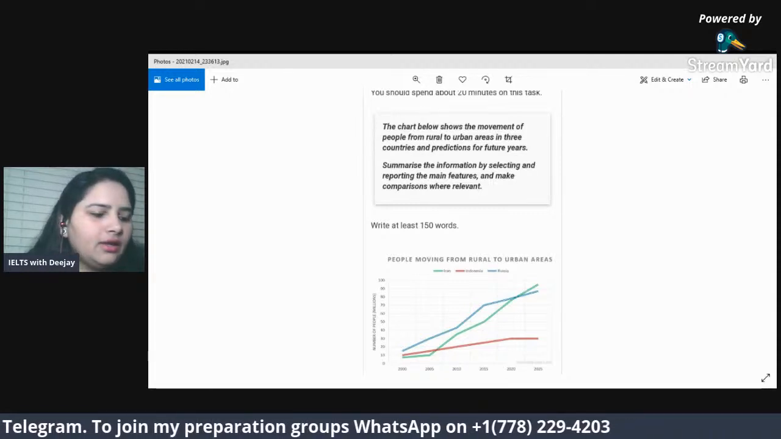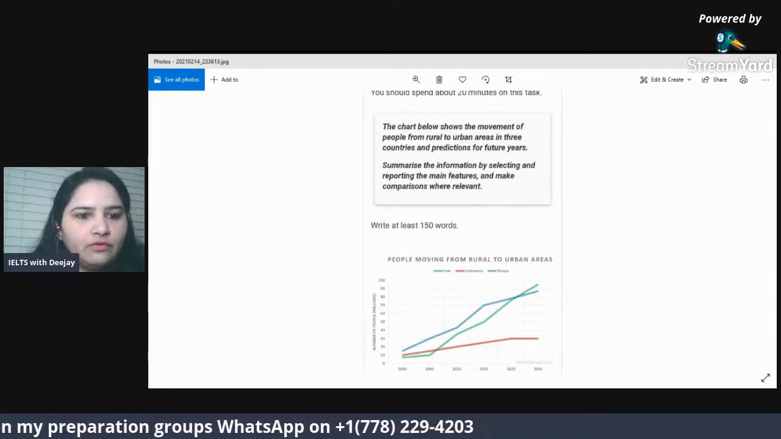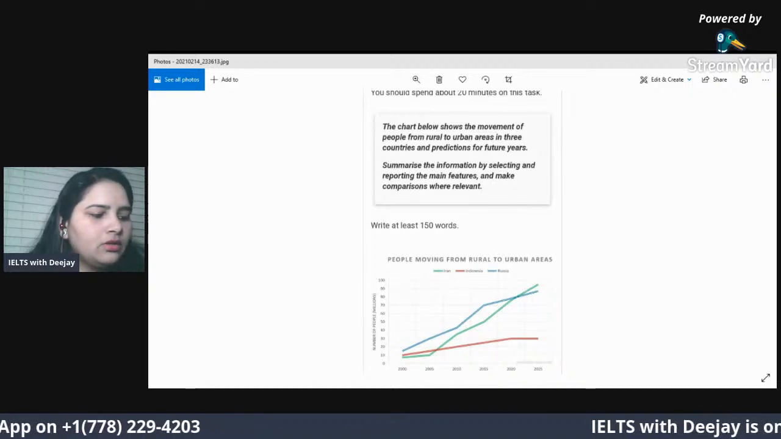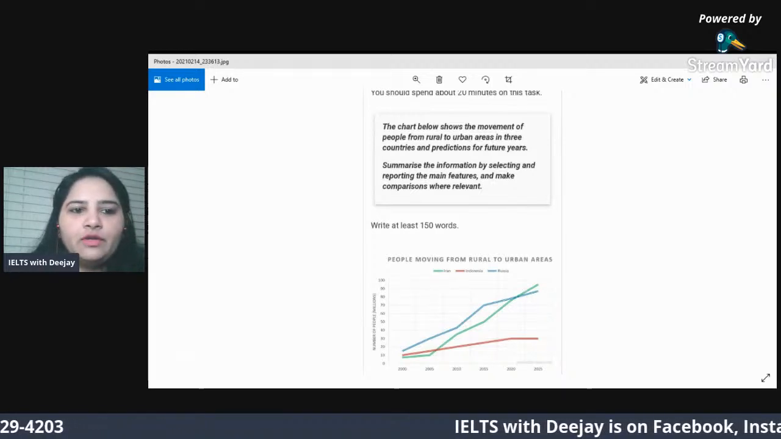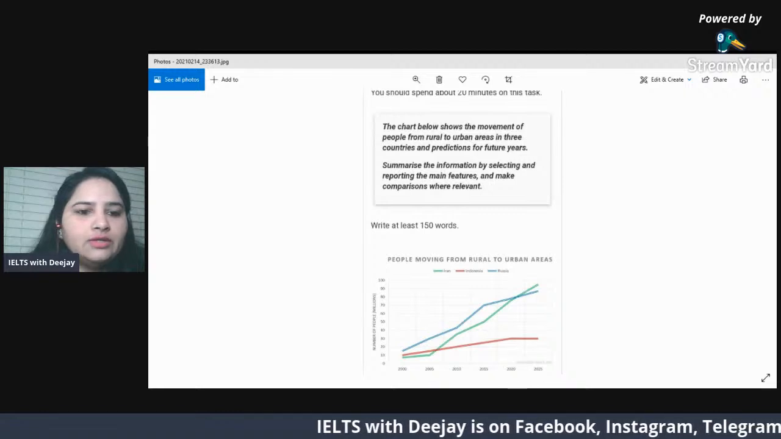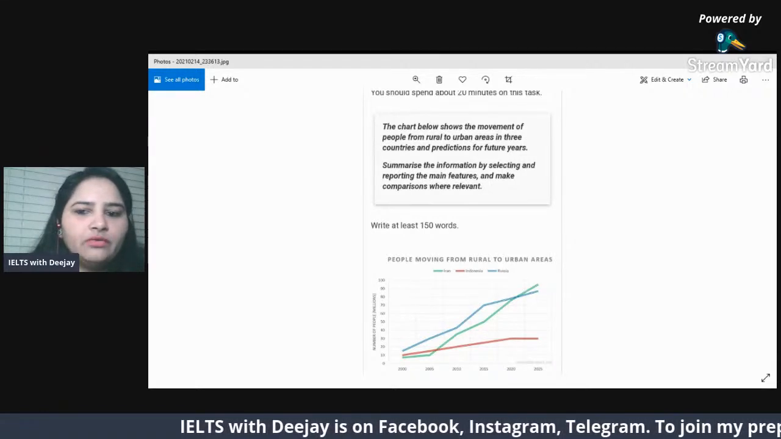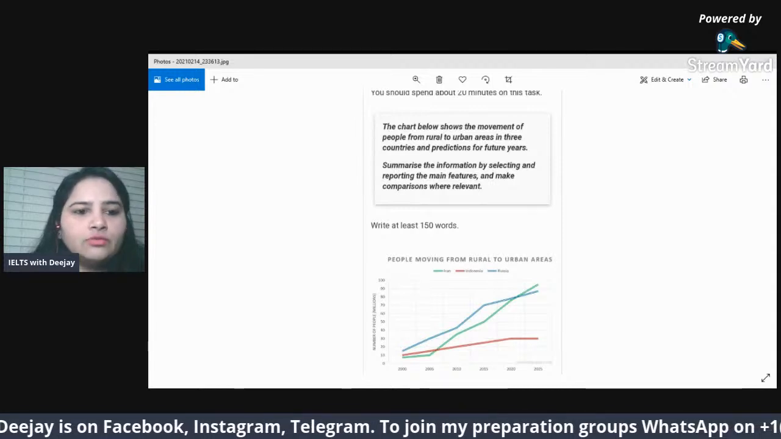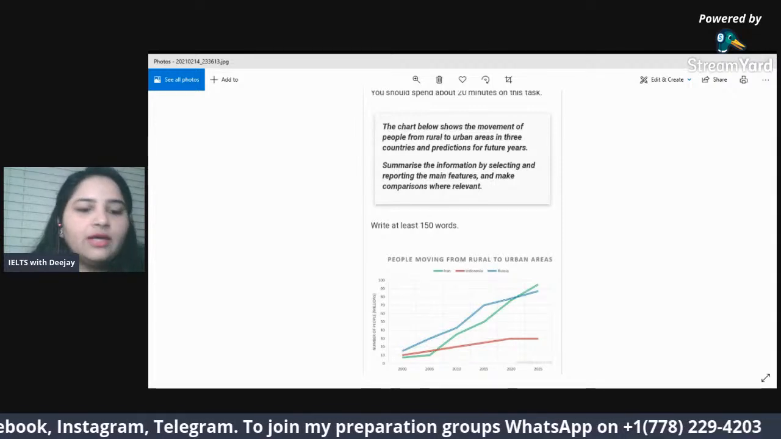Okay. I think I have the PDF as well. I will try to find it and share it in the groups. So tell me which vocabulary words you know for increase, decrease, sharp decrease, all these things, so that we can discuss and others can also come to know about other words that can be used.